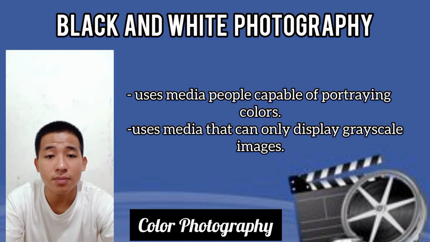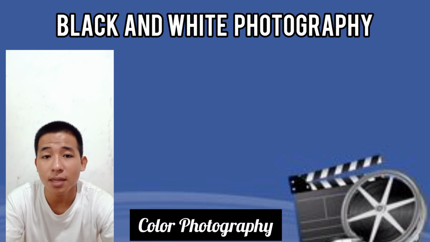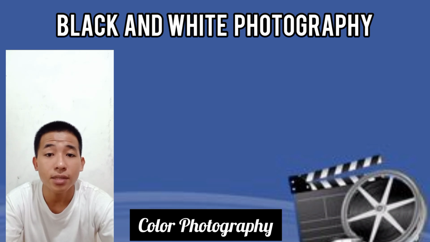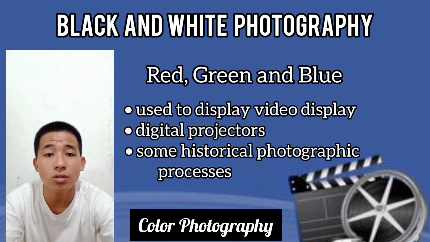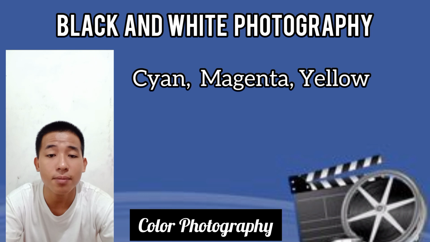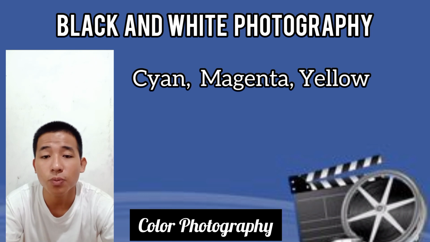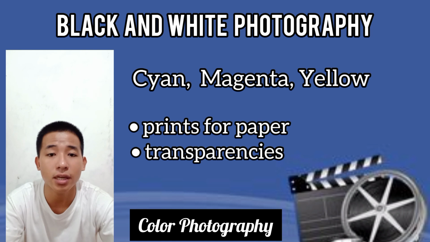Colored photography uses media capable of portraying colors, while black and white photography uses media that can only display grayscale images. Light-sensitive chemicals or electronic sensors capture color information at the exposure time, which is then used to create the original colors. RGB, or red, green, and blue, is used by video displays, digital projectors, and some historical photographic processes, while CMY, or cyan, magenta, and yellow, is used for prints on paper and transparencies.